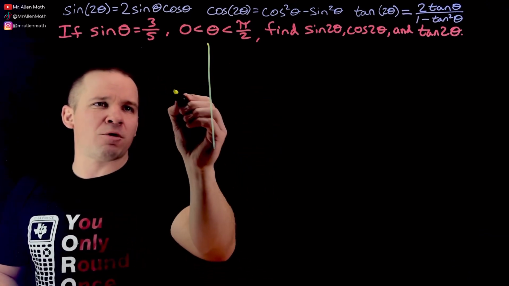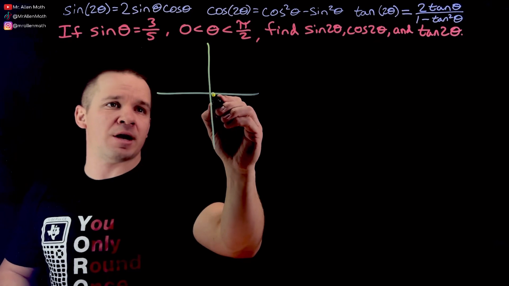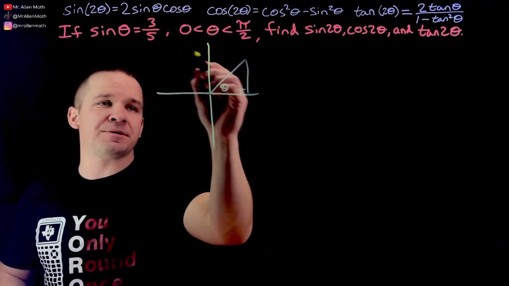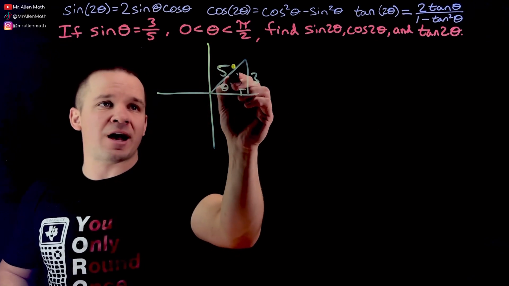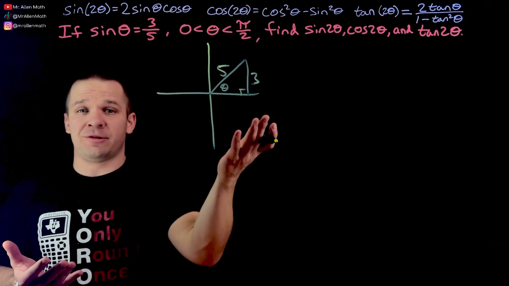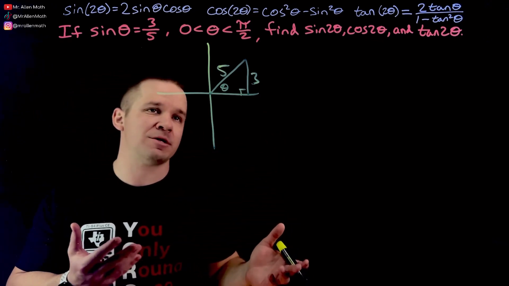So I draw out my quadrants here. We said it's in the first quadrant, right? Draw a little triangle. This is my theta right here. Right triangle. Opposite is 3. Hypotenuse is 5. This is why I favor triangles rather than the unit circle, because I got to draw these triangles up for a lot of different problems anyways, right?